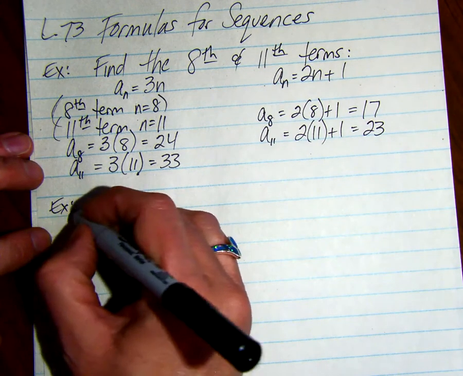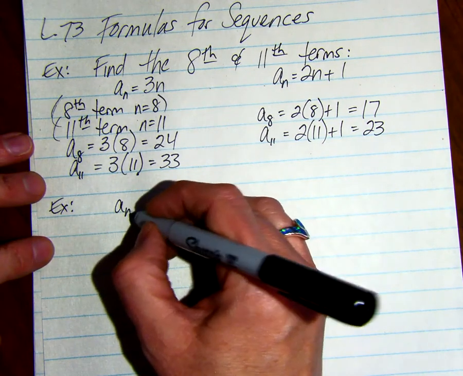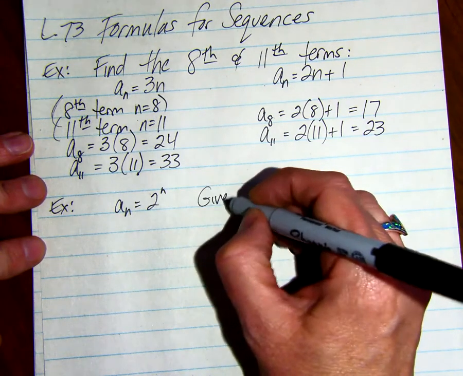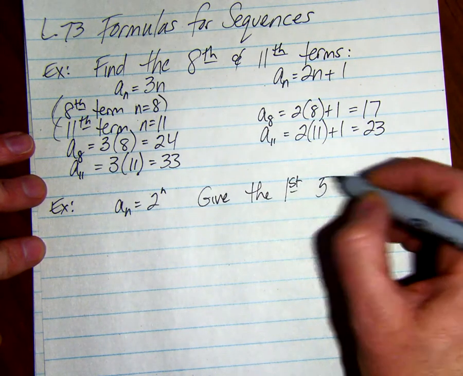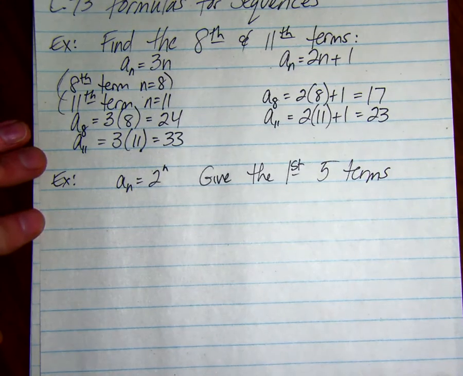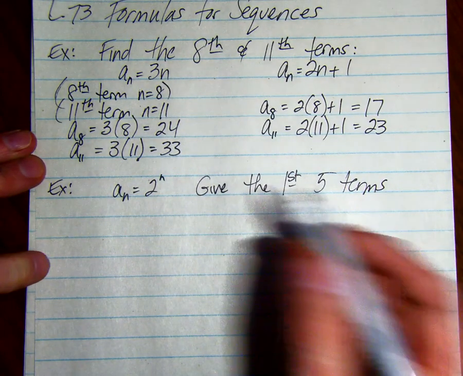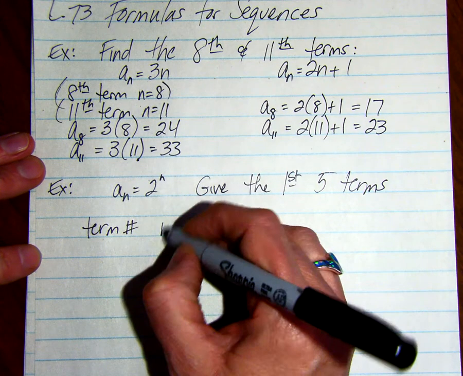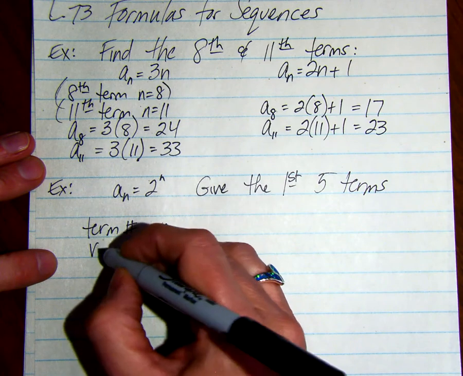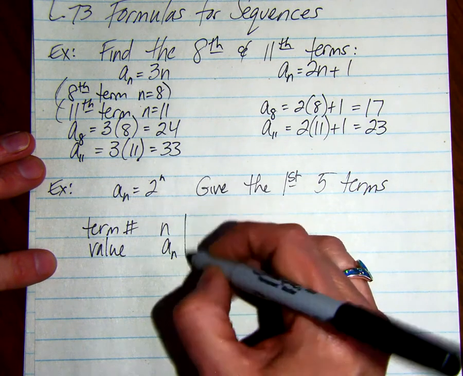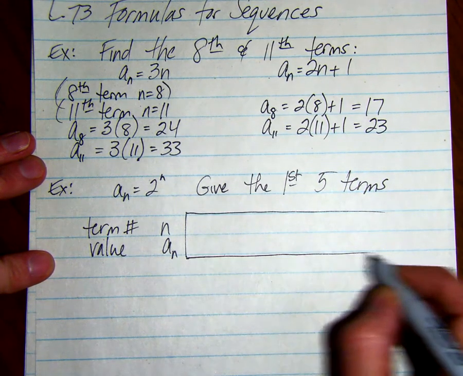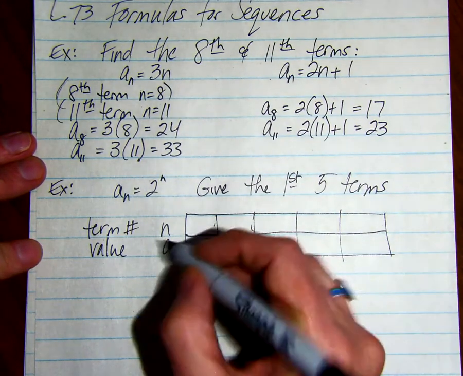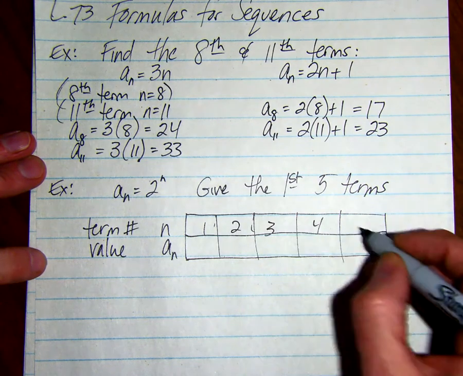Here's another example. We're given this formula, a sub n equals 2 to the n. Give the first 5 terms. So we can make a box for our term number, that's going to be n, and then the value of that term, which is a sub n. We need 5 terms, so that just means that n equals 1, 2, 3, 4, 5.